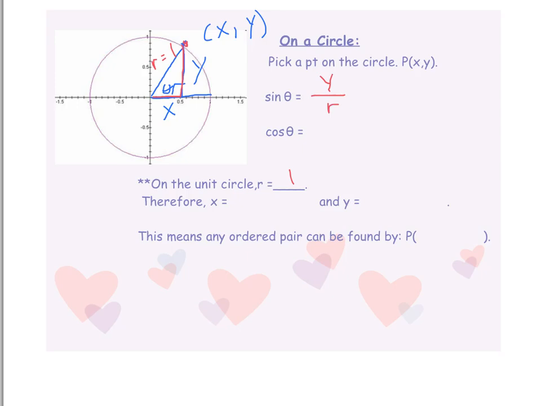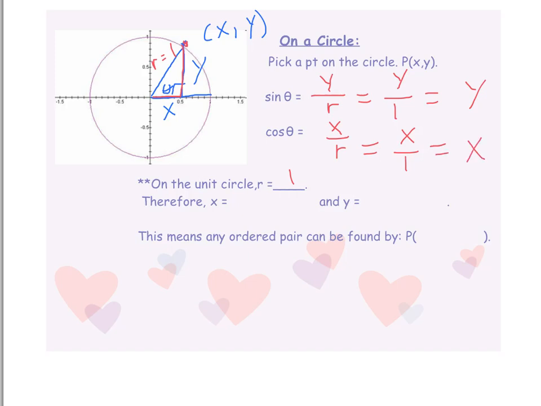The sine value of theta, which is still the same thing, opposite over hypotenuse, we're just calling the opposite side and the hypotenuse by different names, is y over r. And likewise, the cosine value is x over r. But wait a minute. This is a unit circle, r is 1. That means the sine value of theta is y over 1, or just y, and the cosine value is x over 1, or just x.